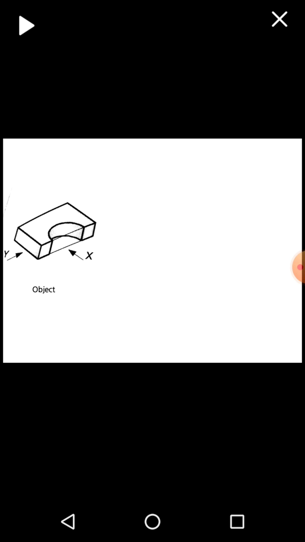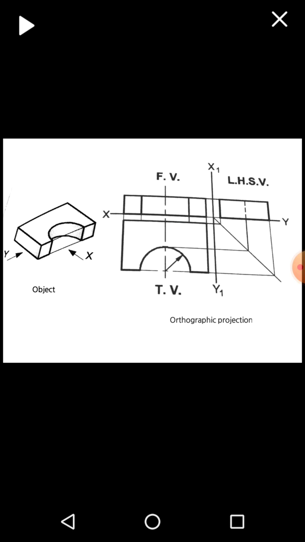Another example here. Again we are looking from the x direction, and the side open of the object is the left side, that means we have to draw the left hand side view. So we'll get the front view, the top view, and on the right hand side of the front view we have to draw the left hand side view.